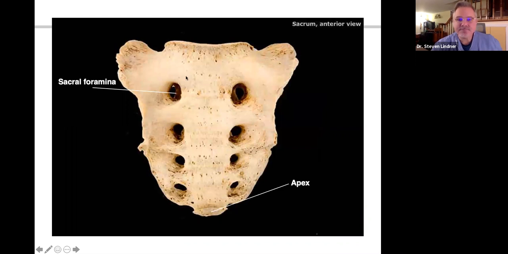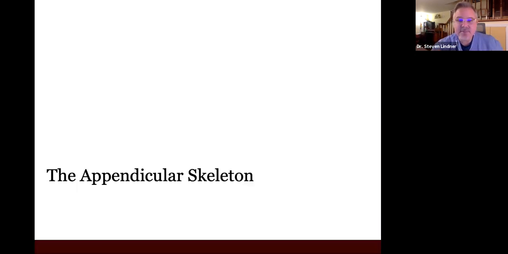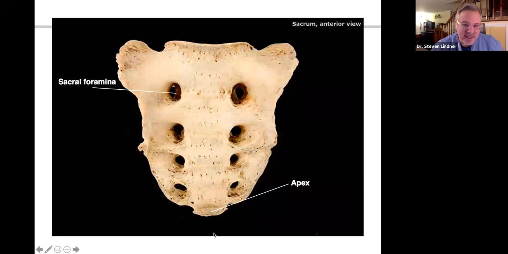Here's the sacrum. Here are the sacral foramina. Your sacral nerves penetrate through here. Here's the sacral base. This is called the sacral ala on top. And then there is a median sacral crest, where you'd see these little bumps here that look like spinous processes, but they're not spinous processes. They're just called the median sacral crest because the sacrum doesn't have spinous processes. And then at the apex, you'd have the coccyx.